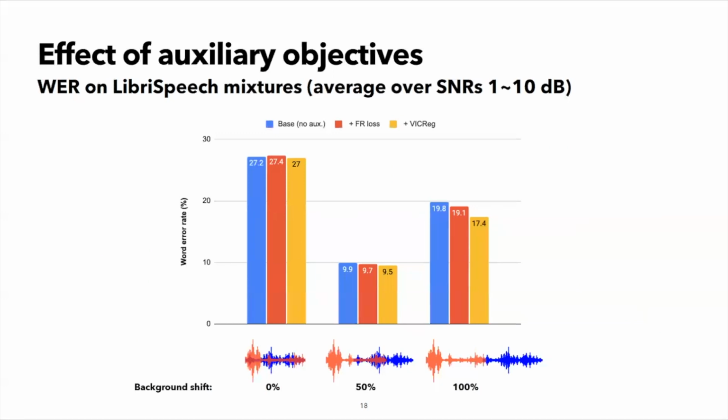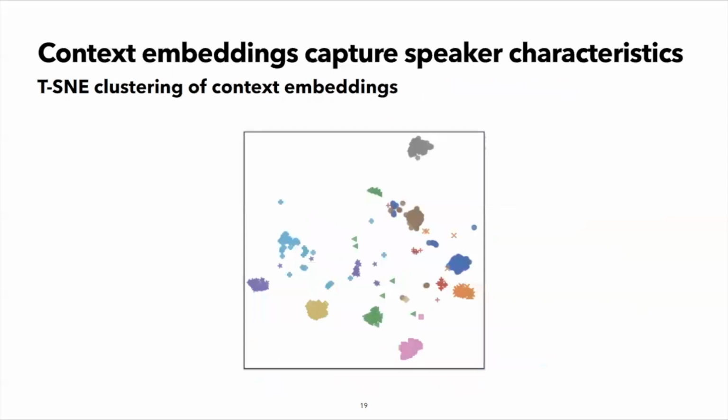Both the auxiliary objectives help improve our model. The biggest improvement was provided by VICReg on the 100% shift condition, where it improved the word error rate from 19.8 to 17.4%. Overall, our final model provides a 19.6% relative word error rate reduction over a base transducer trained without the anchor. If we plot the context embeddings and color them by speaker ID, we can immediately see that they group into speaker clusters. This validates our conjecture that the context embeddings capture speaker characteristics.